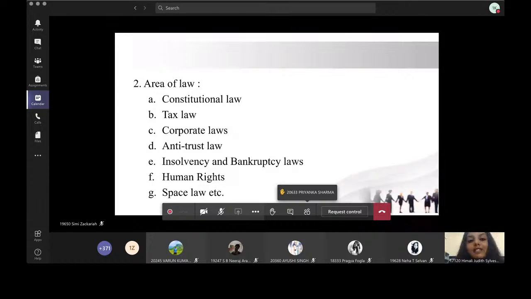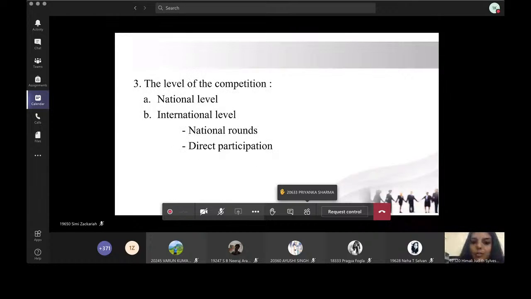And the level of competition, moot courts can also depend on level of competition. There can be a national level competition and an international level competition. The national level, as the name suggests, is within the territories of the country. International round is you go abroad, but there are two things there. Sometimes you will have to go for a national level competition, qualify in the national round, and then go to the international moot. Sometimes there's also direct participation. So that completely depends on which moot you choose to go to.